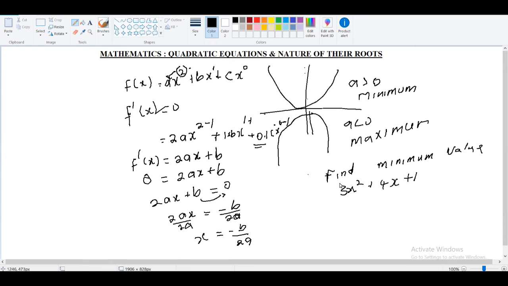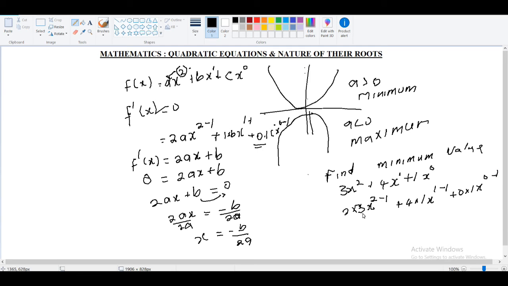How do you find the minimum value? You differentiate this expression. How do you differentiate? Take the exponent times the coefficient. So you have 2 times 3x to the power 2 minus 1, plus the 1 power, which is not written. Then 4 times 1x to the power 1 minus 1, plus, you see now you have a constant term of 1, so you can put x to the power 0 there.